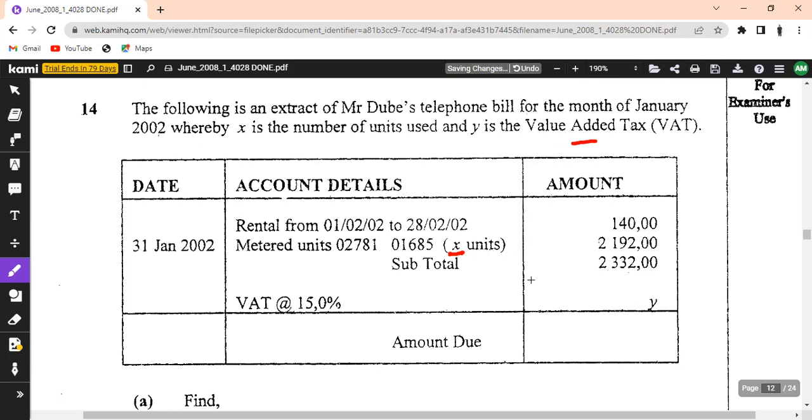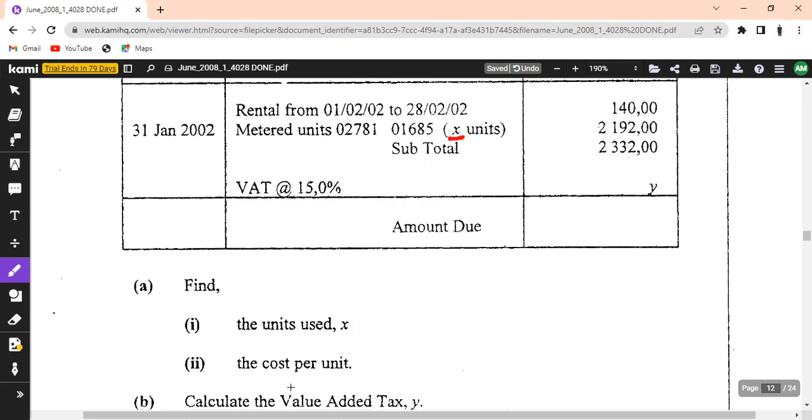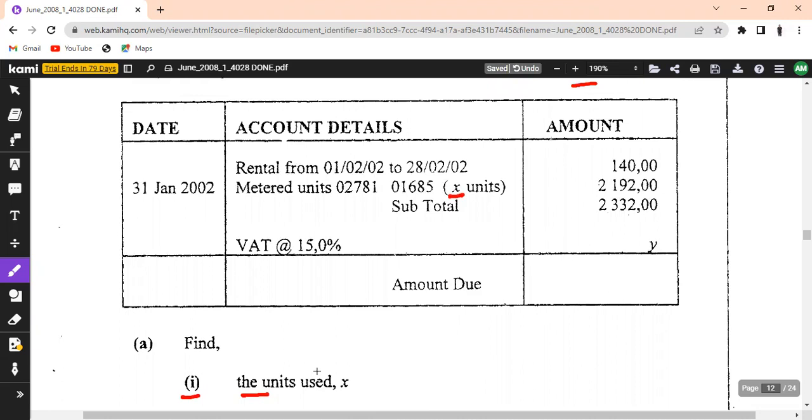All right, so you have to study the diagram that you're given, study the table there. Find X, which is the number of units used. How many units were used? So we have to cross-check with the units here. Metered units is 0.2. So take note, guys, these are the metered units that we got here, which are indicating. And our previous units was this one. This is your previous unit.